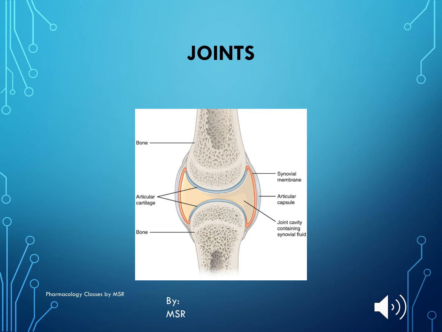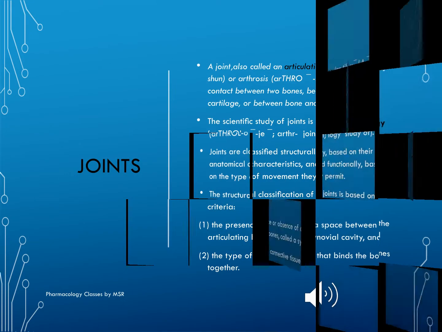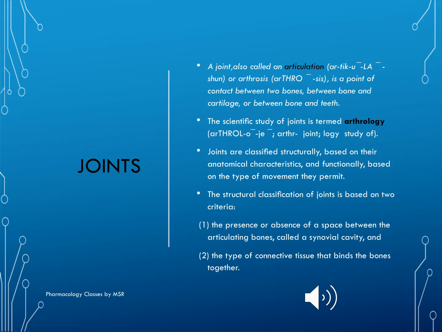In this video, I am going to explain about various joints and the movements associated with the joints. A joint is also called an articulation. A joint is nothing but a point where two bones, or a bone and cartilage, or a bone and teeth are meeting.